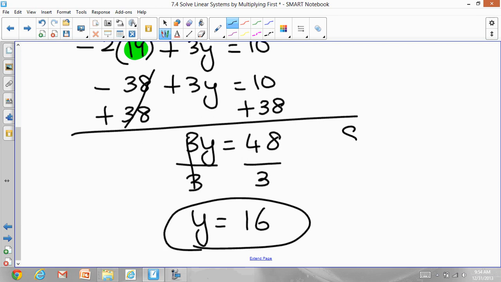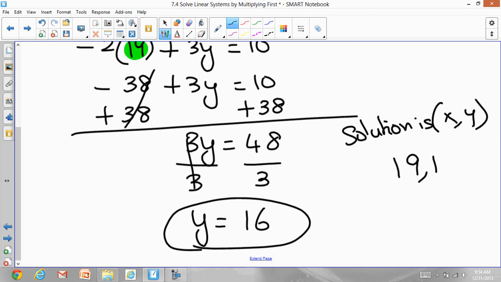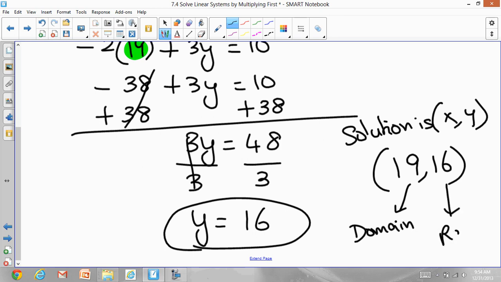So the solution is always looking like x comma y. The solution in this case is your x value was 19, your y value was 16, and that is the answer. And if they ask you after you're done solving, just give me the domain value, then you're going to write just 19. If they ask you the range, then you're going to just give 16. Your domain is your x, your range is your y.